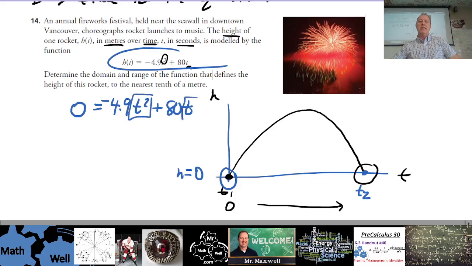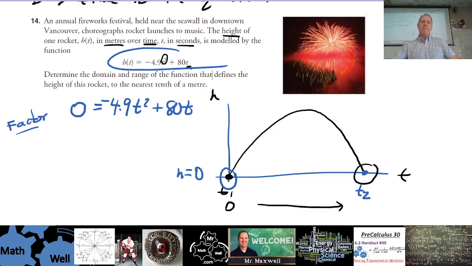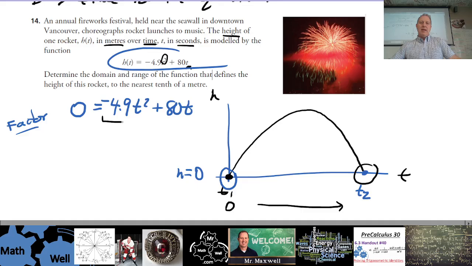I have a t squared and a t. So you can't just get t all by itself here. That doesn't work that way. But we are going to factor, okay? Now, this looks complicated. It's not really. Look at these two terms. I have a negative 4.9 t squared and I have a positive 80t.